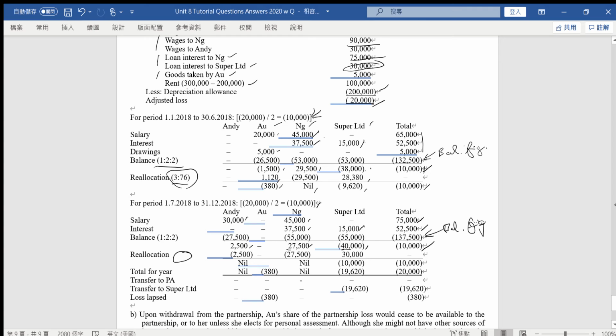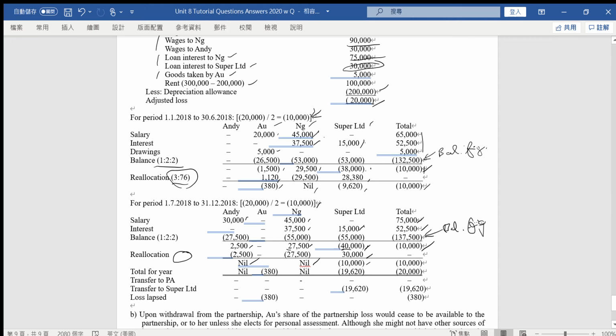We will allocate this amount, no need to write out the ratio, sorry, because we will put all this figure to Super Limited, because Super Limited has an allocated loss of 40,000. Just these two have a profit being allocated. The whole amount will be used to set off, that's why no need to have the ratio. Because of that, you will find that the whole amount of 30,000 will be put into Super Limited. Finally, what is left behind is just Super Limited's allocation of the loss.